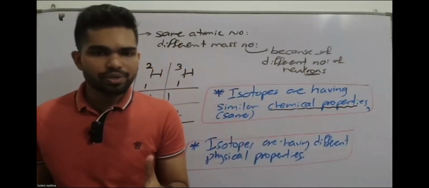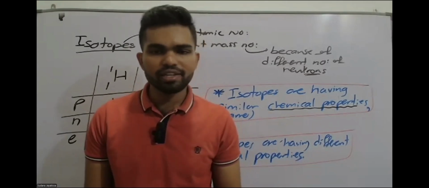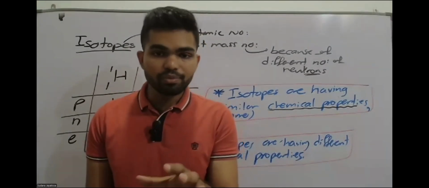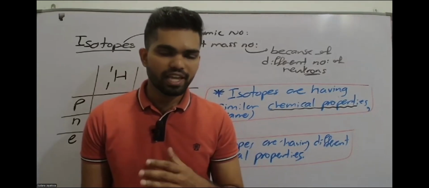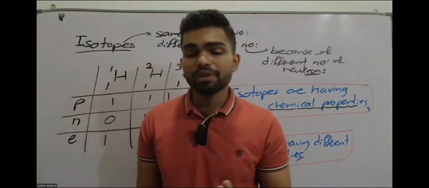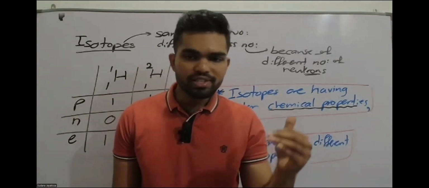So what's happening during the chemical reactions? Okay, during chemical reactions, existing bonds are broken and new bonds are formed. Okay, again, what is happening during chemical reactions? Existing bonds are broken and new bonds are formed.